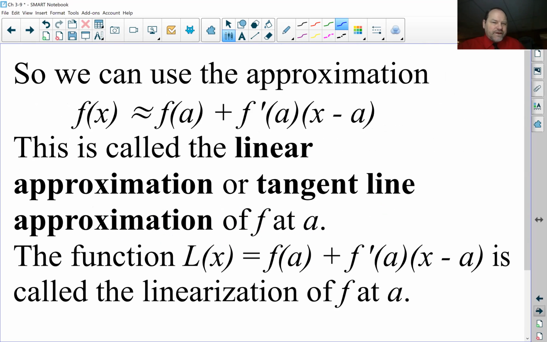Our function f of x is going to be approximately equal to that linear equation. That is called the linear approximation or tangent line approximation of our function f at a. And that equation for that line can be rewritten as L of x, and that's just called the linearization of a function f at the value a.